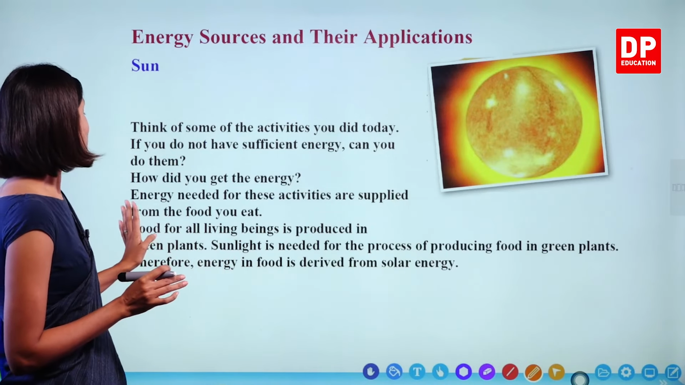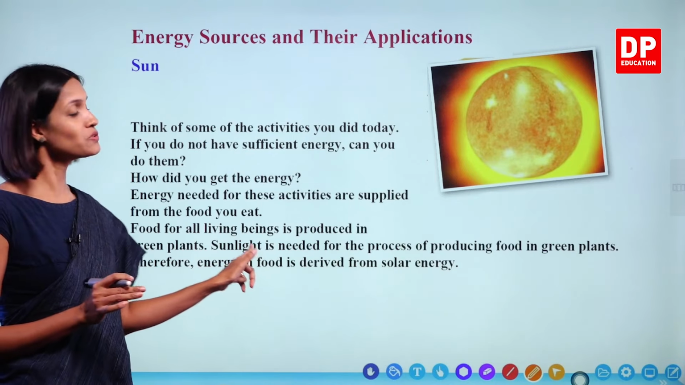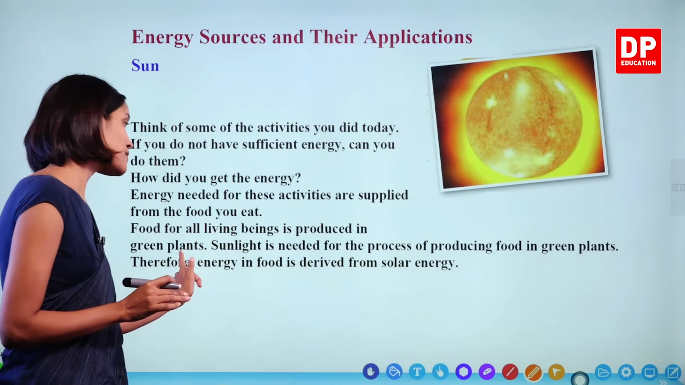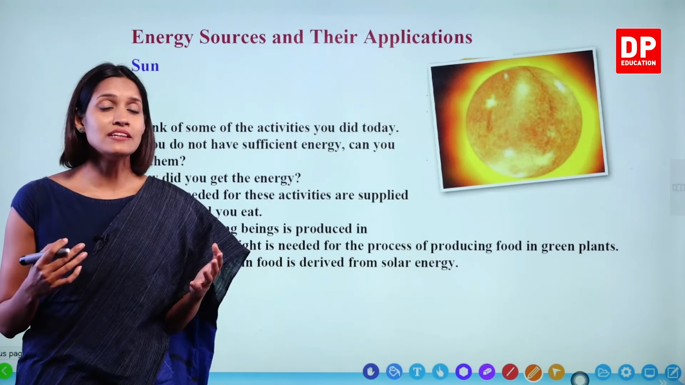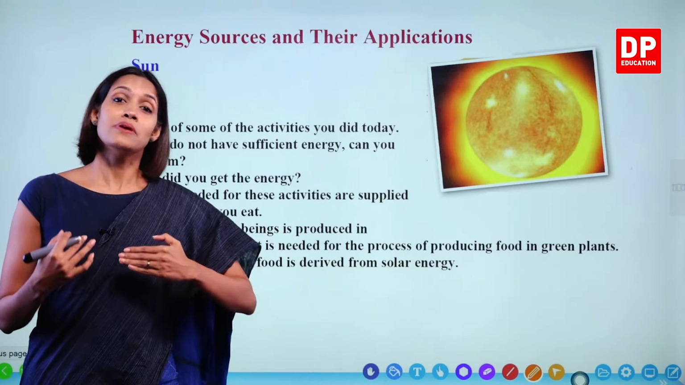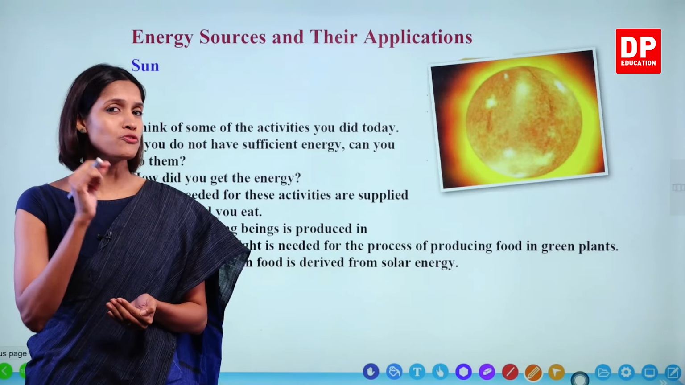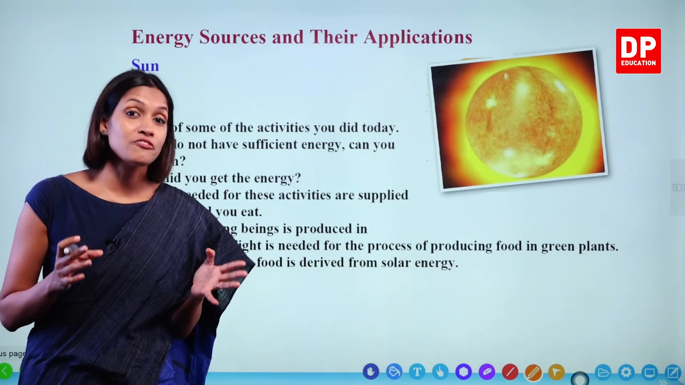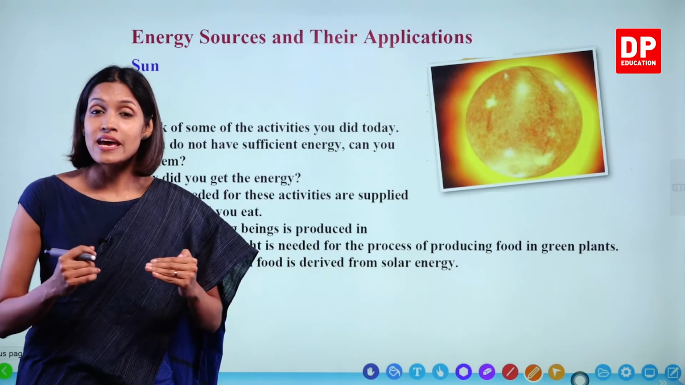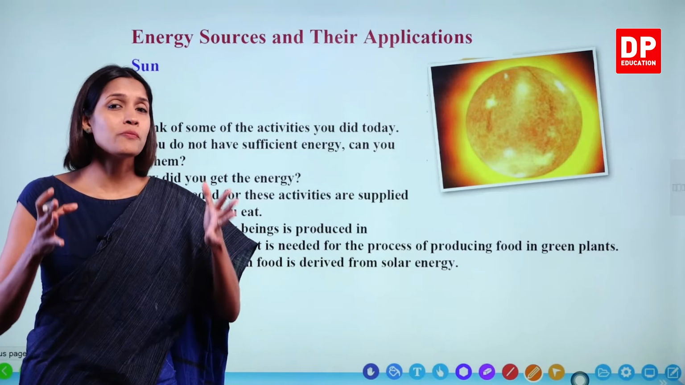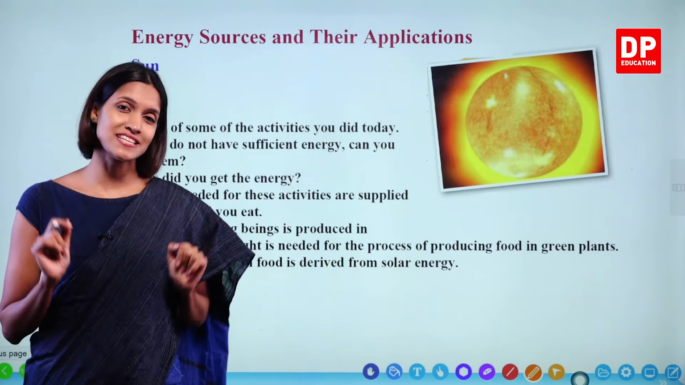Food for all living beings is produced in green plants. Now, do you remember this part? Even this part was learned under the first lesson. We learned that when it comes to animals and plants, plants are considered autotrophic organisms. That is because they can produce their own food. Autotrophic organisms means the organisms that can produce their own food. The process of plants producing their own food is known as, what is the name, children? That is photosynthesis.